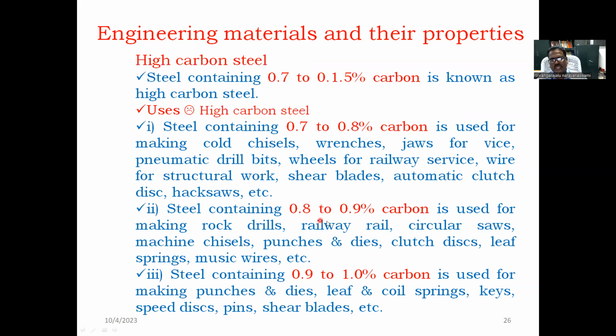Steel containing 0.8 to 0.9% of carbon is used for making rock drills, railway drills, circular saws, machine chisels, punches and dies, clutch discs, leaf springs, music wires, etc. Steel containing 0.9% to 1% of carbon is used for making punches and dies, leaf and coil springs, keys, speed discs, pins, shear blades, etc.